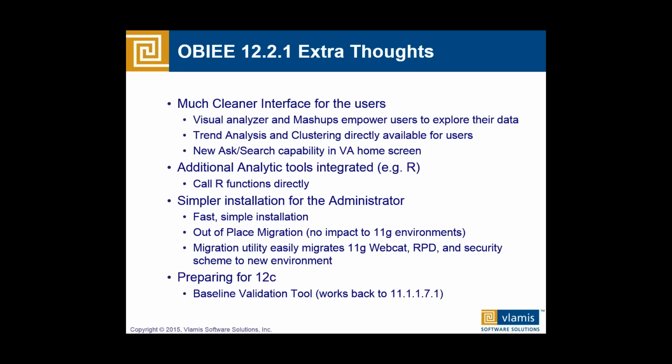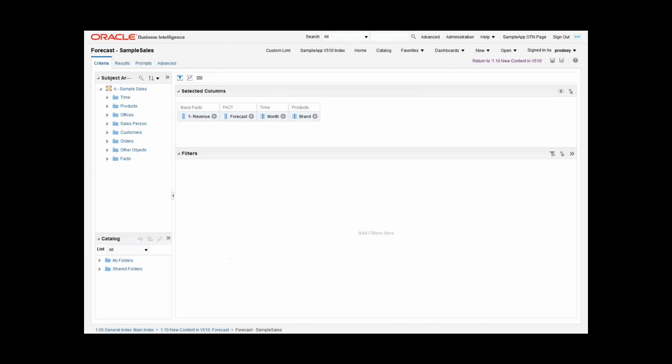There's also a migration utility that easily migrates your 11G WebCat, RPD, security schema, all that to the new environment. And one of the things in there, by the way, is this baseline validation tool, which goes back to 11.1.1.7. We'll get into this a lot more when we talk about the upgrade webcast. But for those that can't make that, just know that the baseline validation tool allows you to compare what's in one schema, even down to what the data looks like, versus what it is in the new environment. The whole goal there is to make people feel much more comfortable migrating to the new release. So let me go ahead and show you a preview of what that looks like.